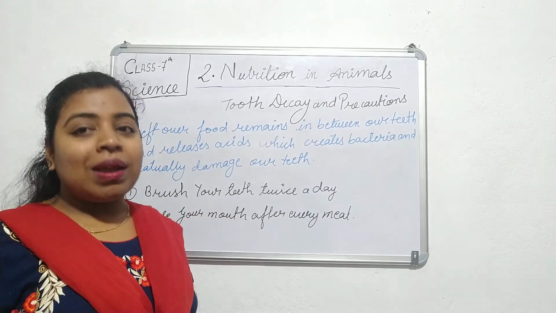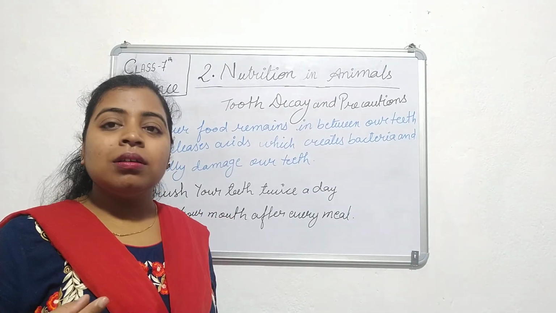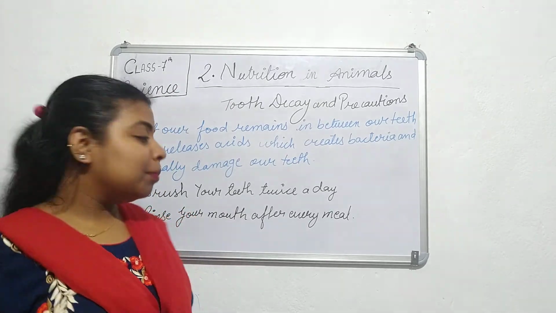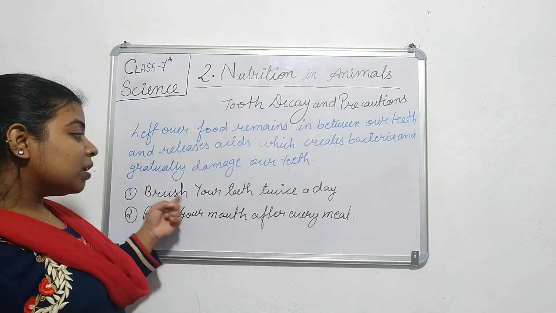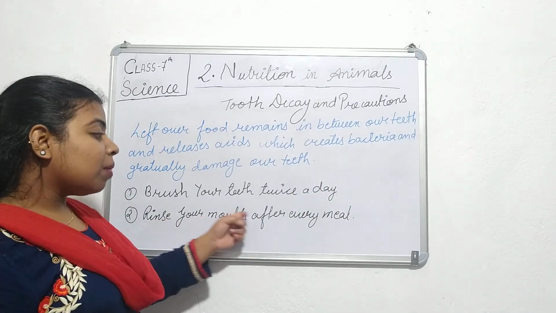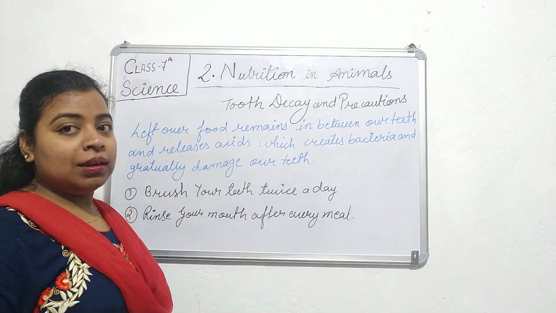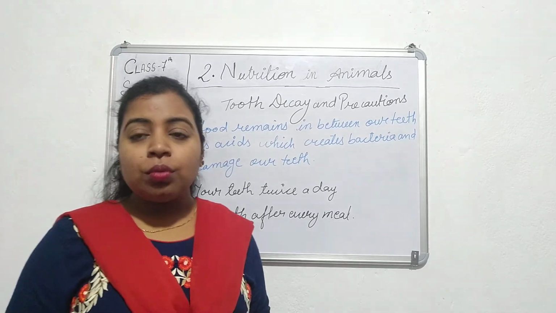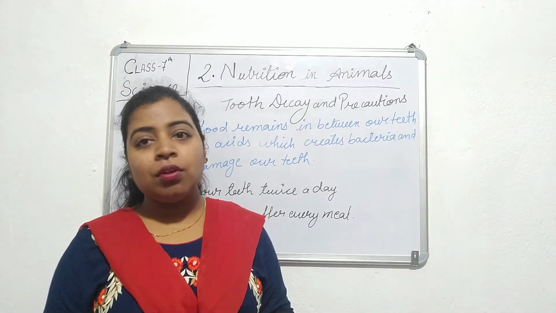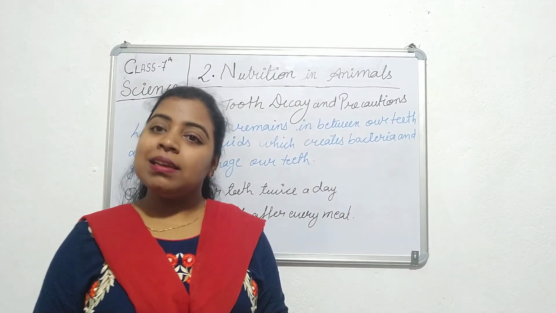First, brush your teeth twice a day and rinse your mouth after every meal. As I have written here, brush your teeth twice a day and rinse your mouth after every meal. These are the 2 easy precautions by which you can save your teeth from getting decayed.